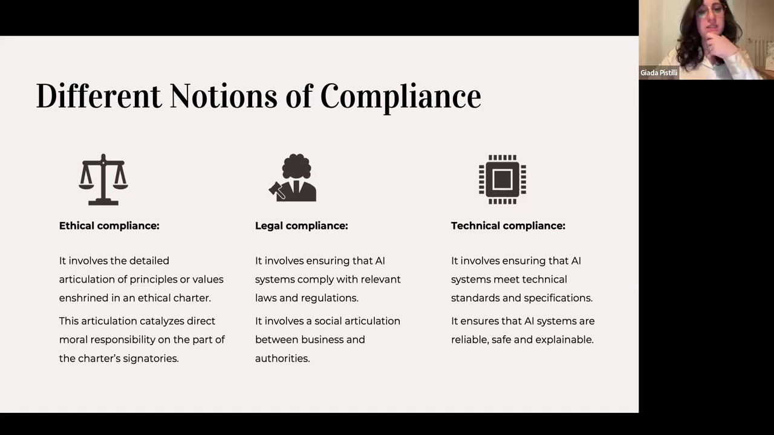So for instance, when we talk about ethical compliance, especially in this context, it involves the articulation of principles or values that are usually enshrined in an ethical charter, but it could be any kind of code of ethics document. This specific articulation catalyzes direct moral responsibility, which is of course different from legal responsibility, on the part of the people who sign that specific framework.